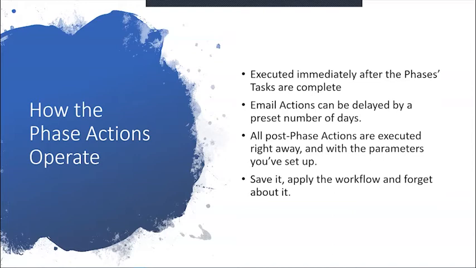How the phase actions operate. The phase actions are executed immediately after the phase tasks are complete. Okay, so the phase tasks are the ones that you assigned in the first example that we did. And once a phase's tasks are complete, you can have it do specific actions. They're all kind of the same actions as you can get in the automatic items, but their execution occurs at a specific time. The only one that has a delay in the preset number of days is the email action. So if you have an email action that depends on the completion of a phase's tasks, you can set that action so that after a certain number of days, this email action will occur. All post-phase actions are executed right away and with the parameters you've set up. So all you need to do is save it, apply the workflow, and forget about it, okay?